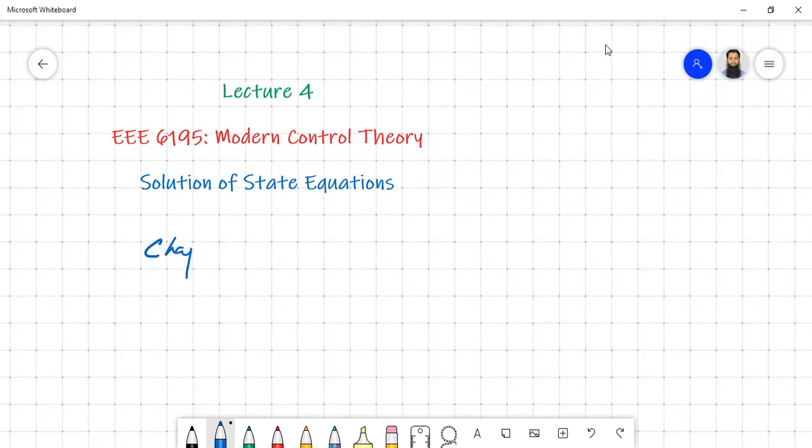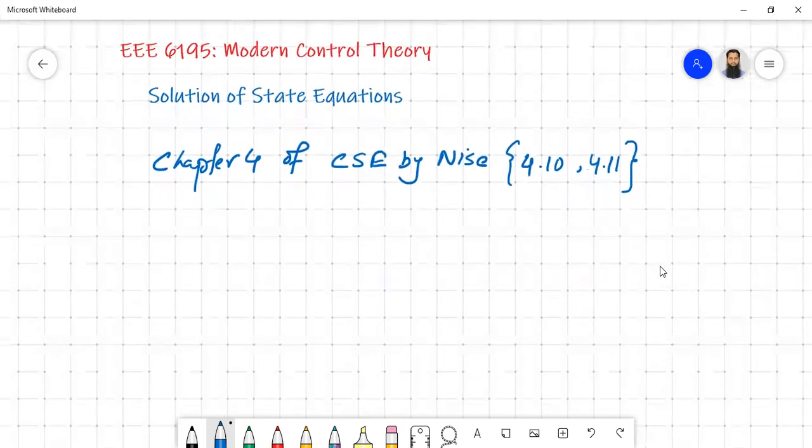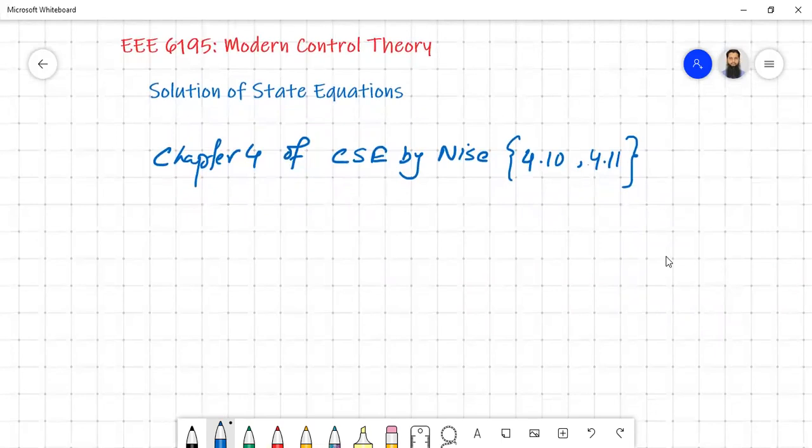Chapter 4 of Control System Engineering by Norman S. Nise. So basically we'll be covering 4.10 and 4.11. Hopefully we have to go through it in two different classes. Today's class we will try to cover 4.10, which is slightly less mathematically involved, and 4.11 is slightly more mathematically involved.